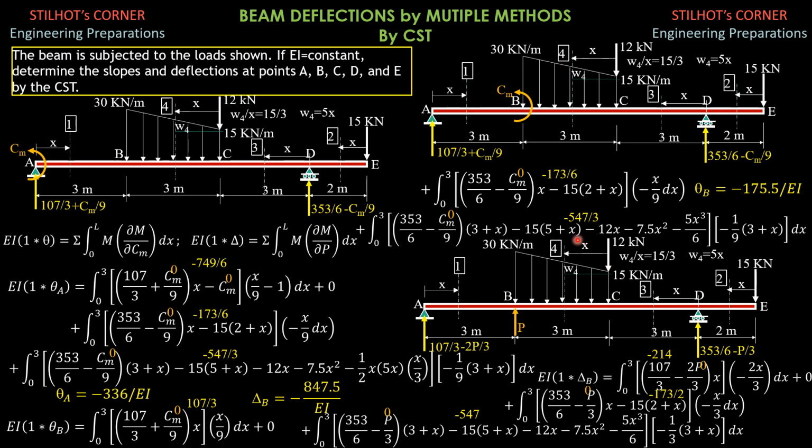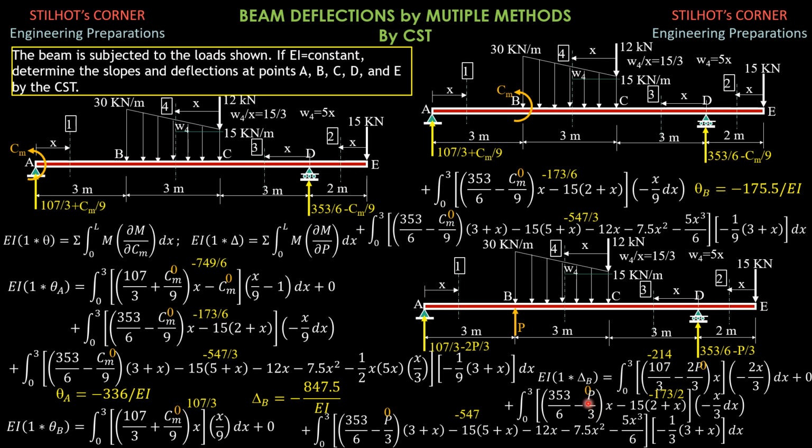Then for the last section, integral of 0 to 3 of quantity 353 over 6 minus P over 3 times 3 plus x. This is it. Then minus 15 times 5 plus x minus 12x minus 7.5x squared minus 5x cubed over 6. The derivative with respect to P is negative 3 plus x over 3 dx.